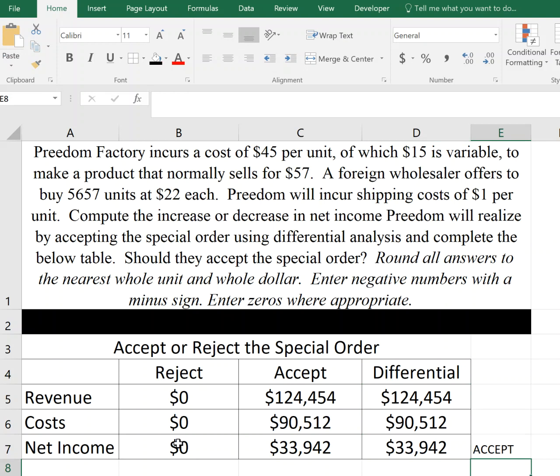Now, there's some other considerations that you have to take into effect. Will sales of your other products suffer because of accepting the special order? You don't want your other customers to find out that you gave a special deal to Freedom either, so you have to be a little bit leery of that. Will it affect future sales? Are they always going to demand a special order? So there's some non-financial considerations as well, but if we're looking specifically at the financial considerations, we would go ahead and accept that.